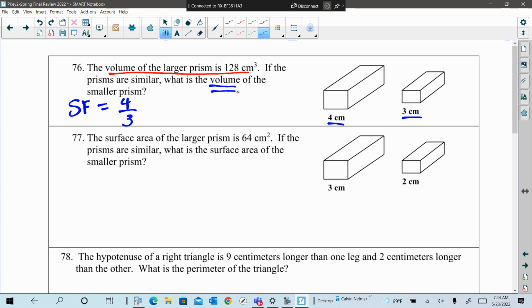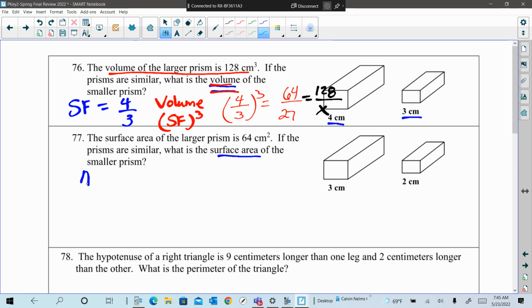But for volume, what do you have to do to that scale factor? For volume, you take the scale factor and you cube it. So I'm taking the 4/3, I cube it. I believe that gives me 64/27. 128 is the larger, centimeters cubed. This should be 128 on the top and x on the bottom, and then you cross multiply. So for volume, you cube it.